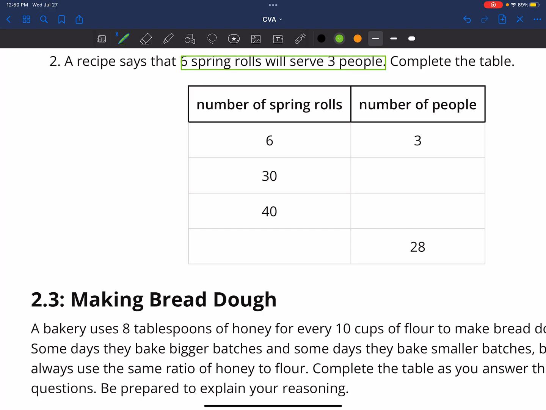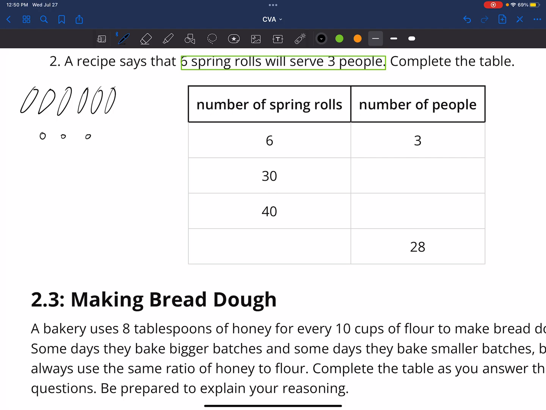And one thing that I told you guys that I recommend you do is always draw it out. So I'm gonna do 3 spring rolls. I got spring roll, spring roll, spring roll, 6 spring rolls: 1, 2, 3, 4, 5, 6. That's my spring roll. I know it doesn't look like it, but it's fine. And then it's gonna serve 3 people. So this time my people are just gonna be little circles because it takes forever to draw them.